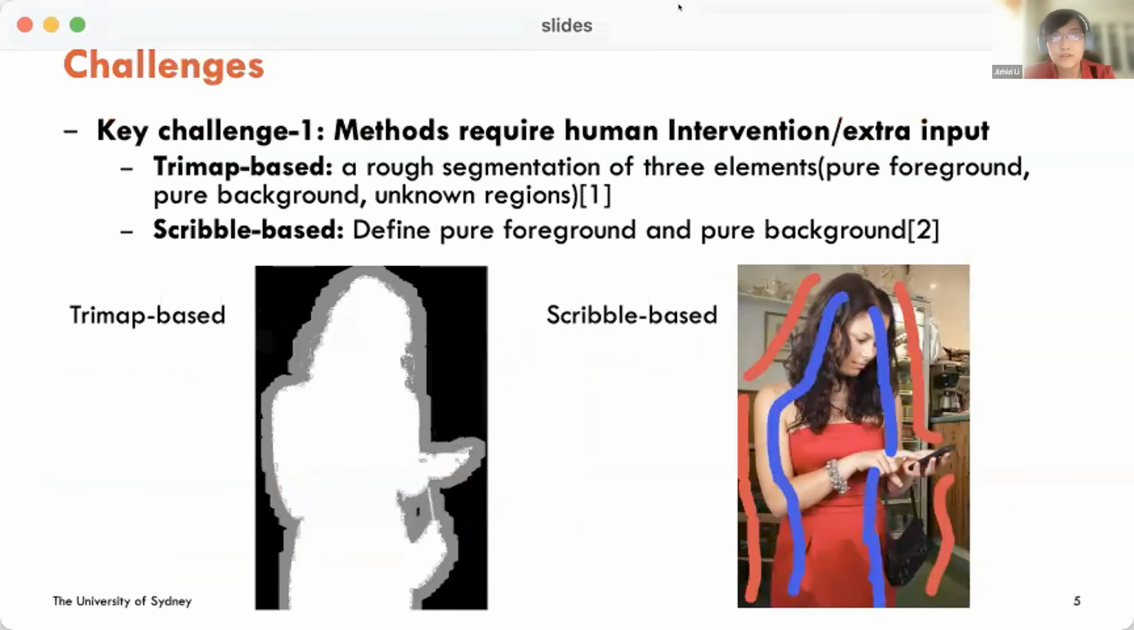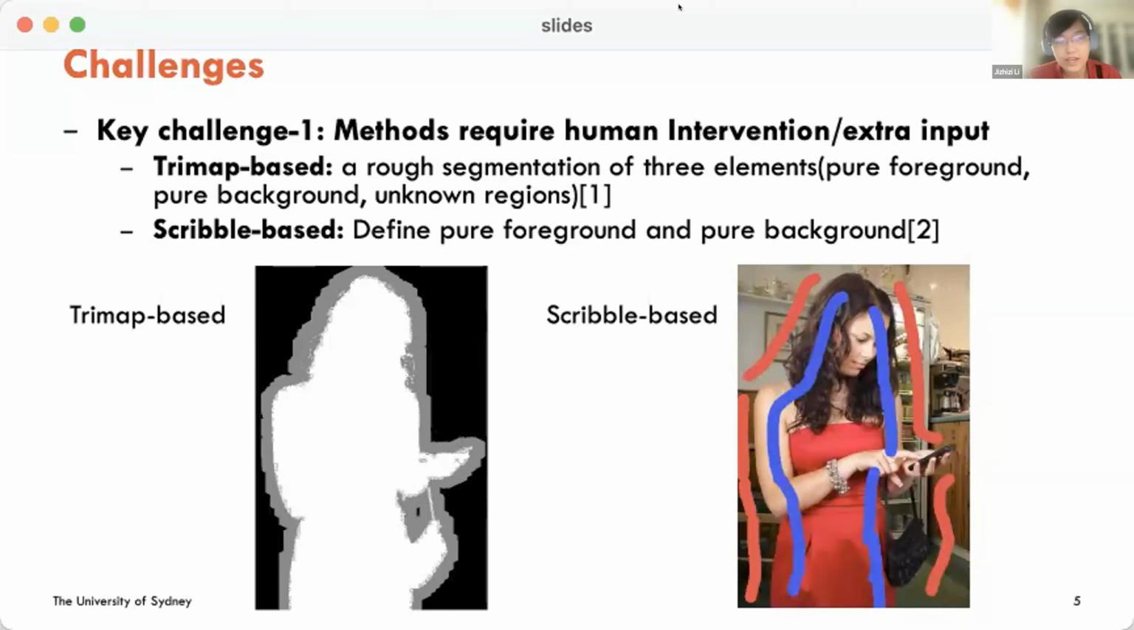However, there are a lot of key challenges. Despite the extensive exploration in the image matting field, some key challenges persist, and they were the motivation of our research, especially in my PhD study. The first challenge is that previous methods always require a lot of human intervention, or extra input. One kind is the trimap, a three-class rough segmentation including pure background, pure foreground, and an unknown region.